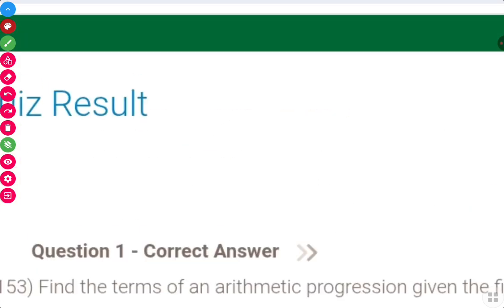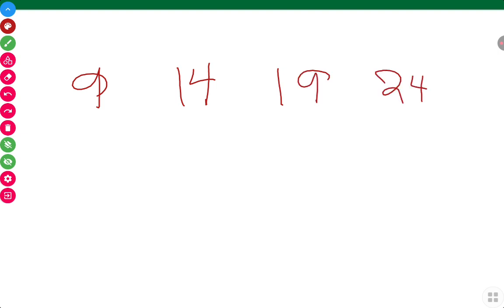So like, for example, let's say the first number is 9. The second number is 14, for example. The third number is 19. The fourth number is 24. One thing common about each number is they increase by the same amount each time. They increase by 5 every single time.